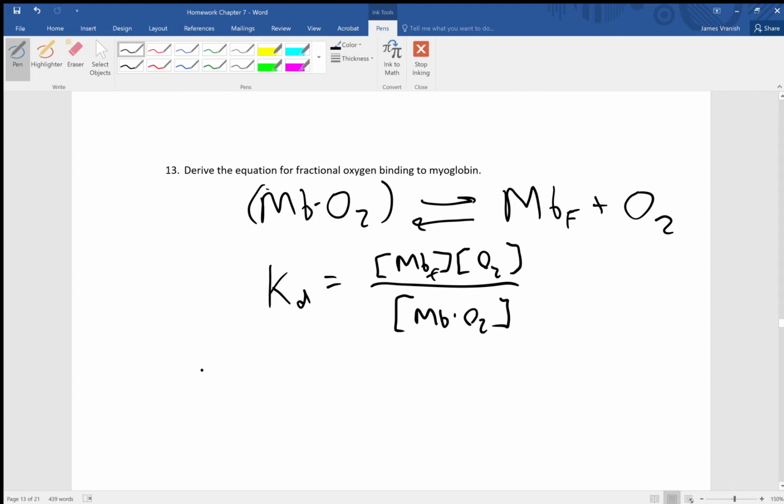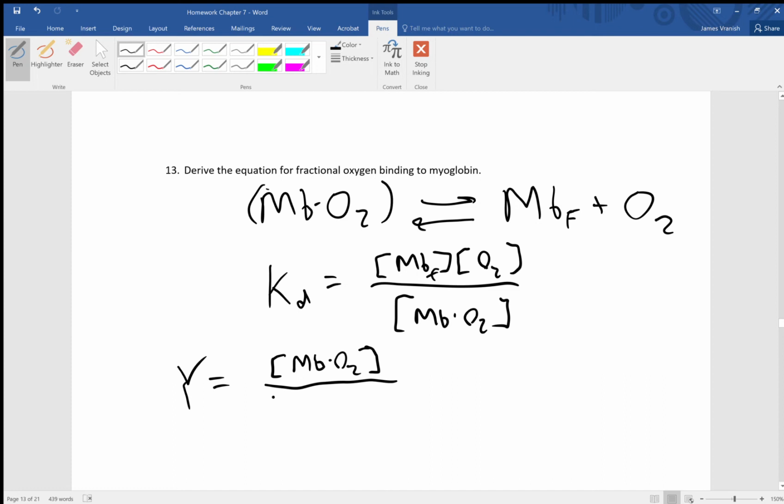The other thing we need to write is the equation for fractional binding of oxygen, or the fraction of myoglobin that has oxygen bound. In this case, we're going to give that the symbol Y. If I wanted to write the fraction of myoglobin with oxygen bound using concentrations of these species, first of all, in the numerator I want the concentration of myoglobin with oxygen bound. But I want to divide this by the total amount of myoglobin.